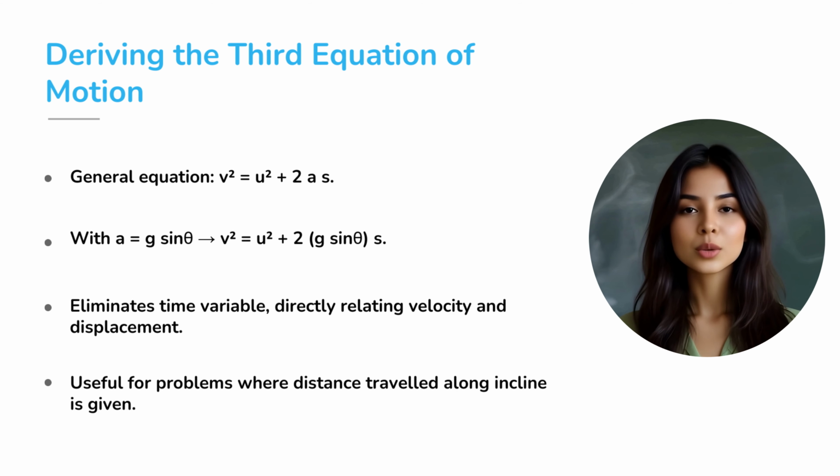Now, for the third equation, recall the standard form v squared equals u squared plus 2as. On the incline, this becomes v squared equals u squared plus 2 into open bracket g sine theta close bracket into s. What's special here? This equation does not involve time. It directly connects velocity with the displacement covered. This is very useful in solving problems where you are given distance, but not the time taken.